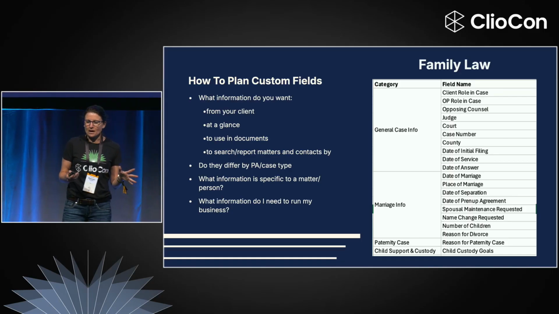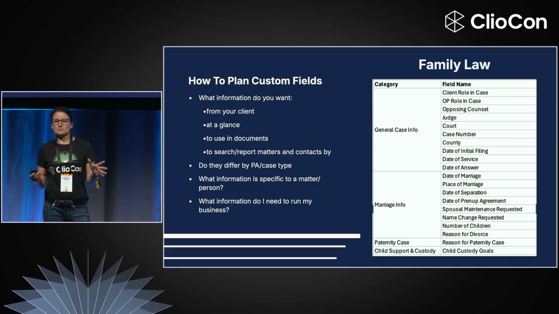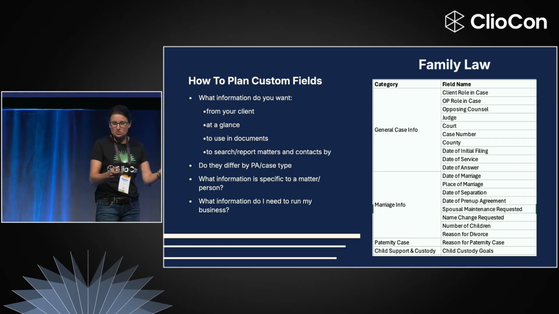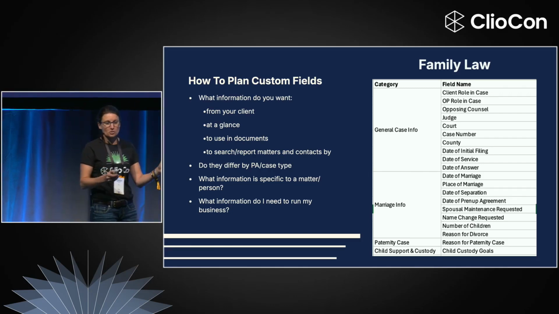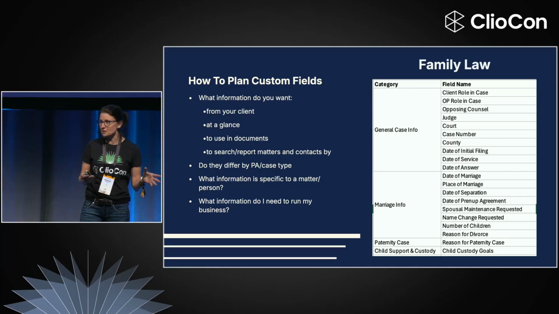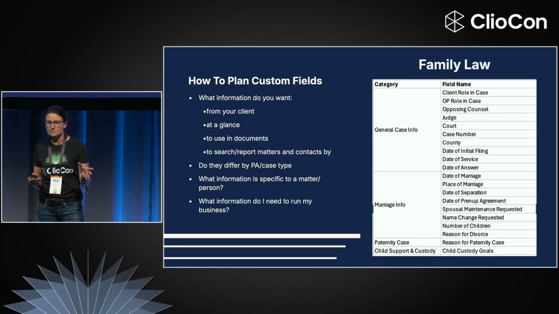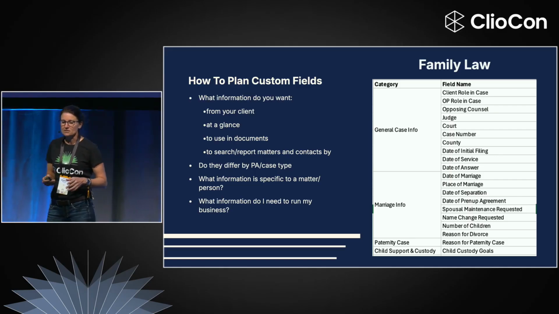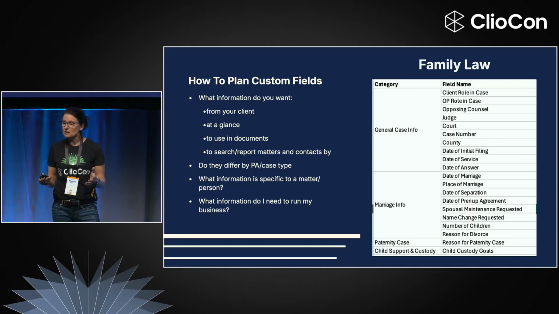You'll also want to be asking yourself what information is specific to a case, so things like date and location of marriage, or specific to a person, more like social insurance number, date of birth. And finally, you'll also want to consider how this information differs by practice area, and maybe even by case type.